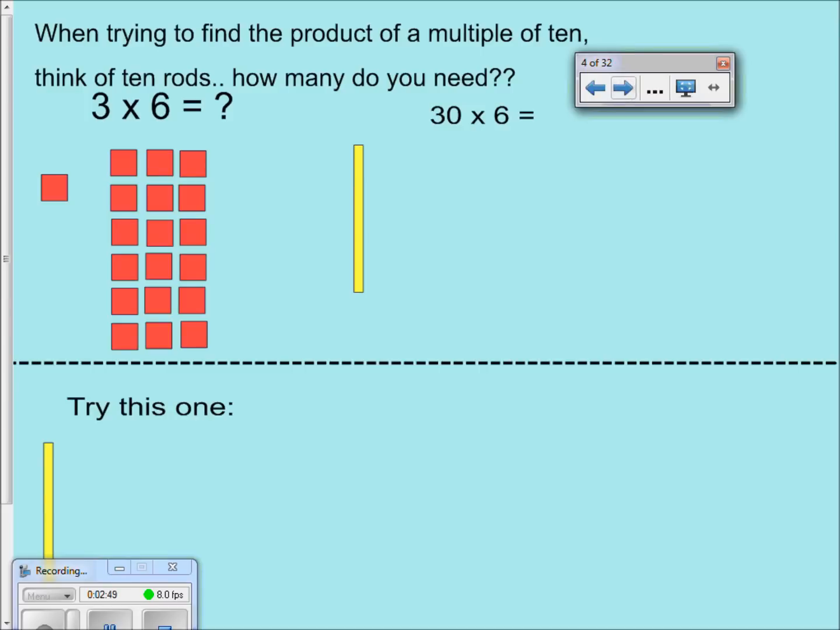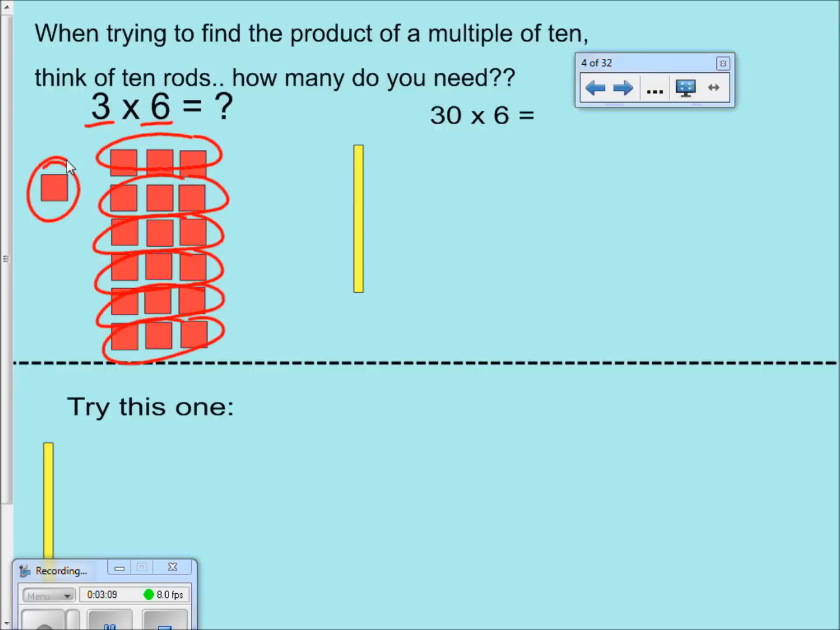So here's another example. When trying to find the product of a multiple of 10, we need to think of those tens rods and how many tens rods we would need. So just like we would use the ones blocks to represent 3 times 6, here's 6 groups of 3. We get a total of 1, 2, 3, 4, 5, 6, 7, 8, 9, 10, 11, 12, 13, 14, 15, 16, 17, 18. We know that 3 times 6 is 18.